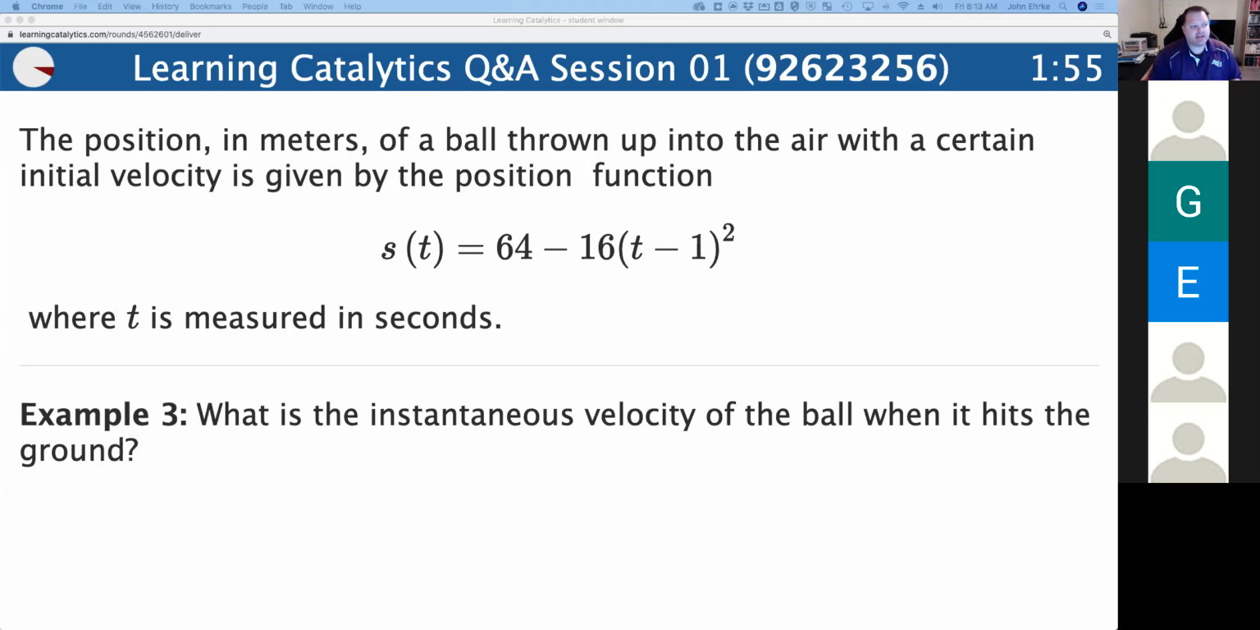So remember that instantaneous velocity is the slope of the tangent line. And remember in class, we approximated the slope of the tangent line by looking at slopes of secant lines approaching the point with smaller and smaller intervals.